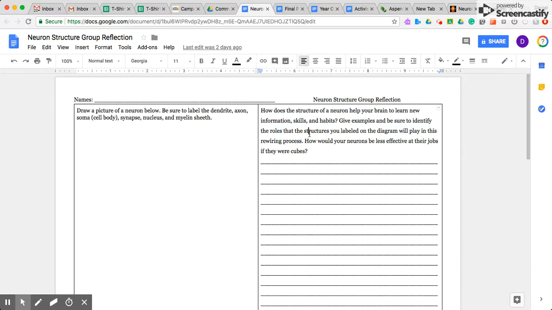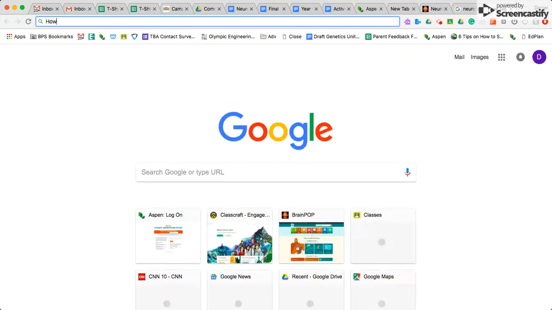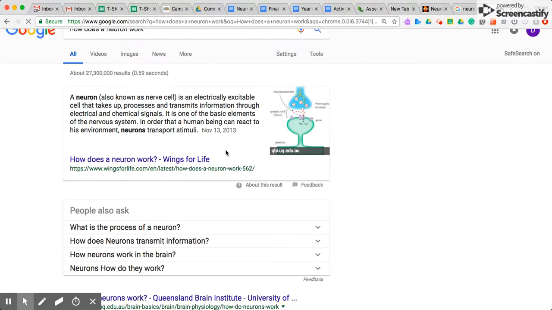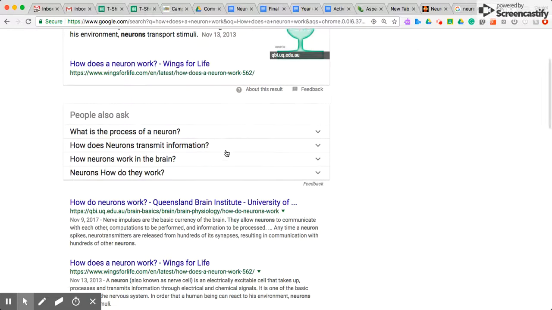Okay. And again, you could pull BrainPop back up. You could dig into the vocabulary. You could go through those articles, which wouldn't be quite as helpful, or you could go down to Google. How does a neuron work? And we could get some pretty good answers here.